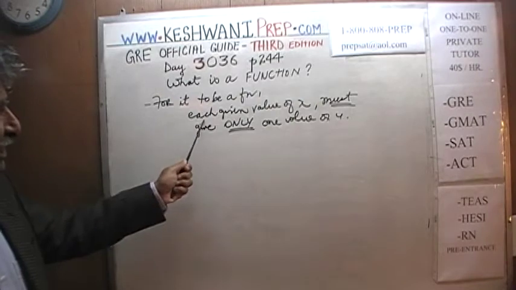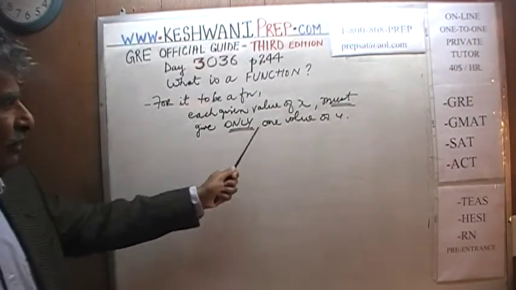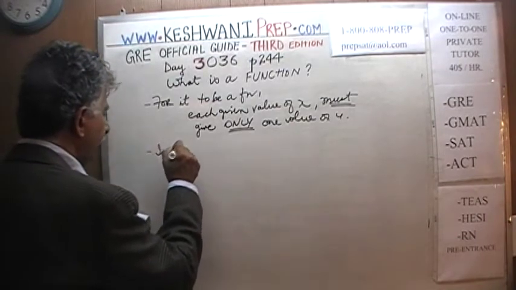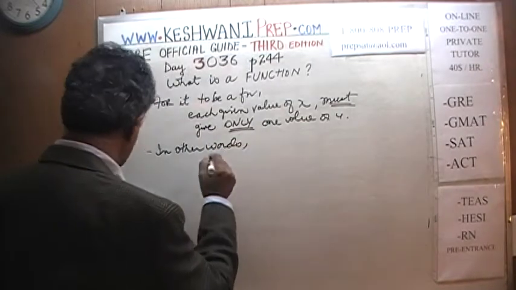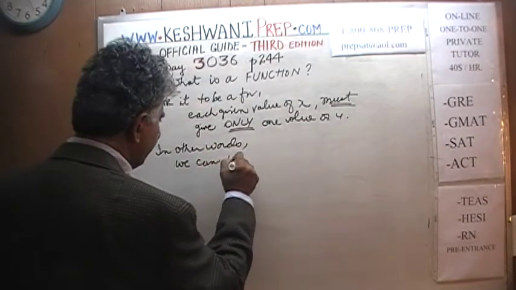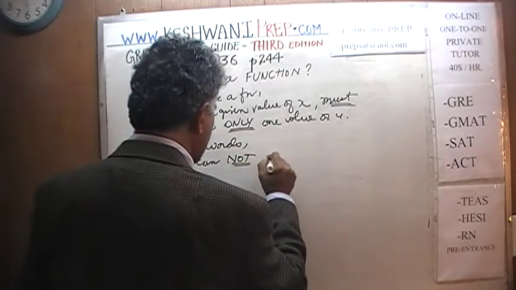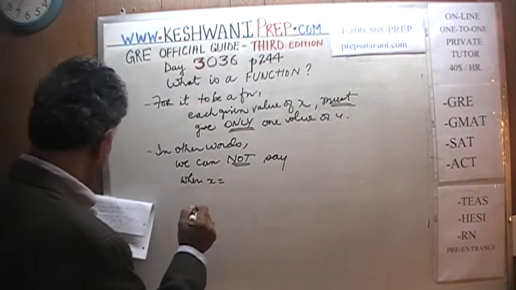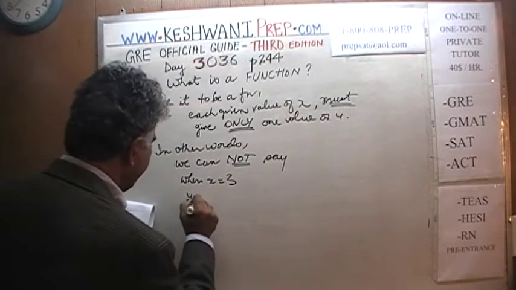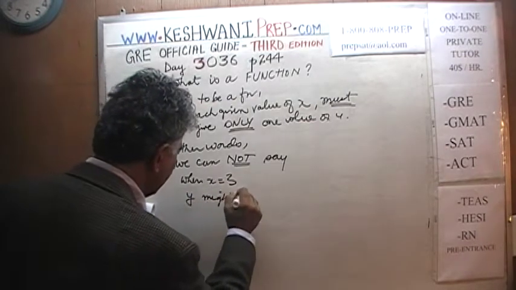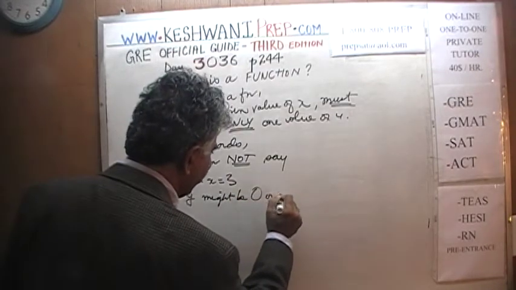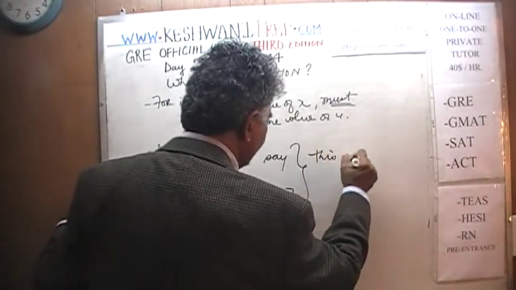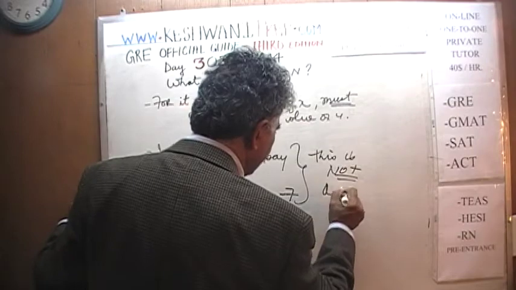For it to be a function, each given value of x must give us only one value of y. In other words, we cannot say, for example, that when x is equal to 3, y might be 0 or say negative 7. This is not a function.